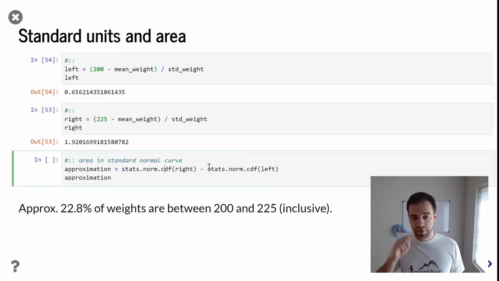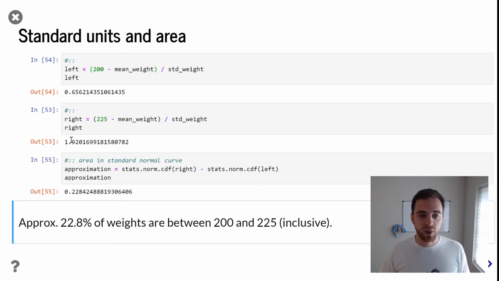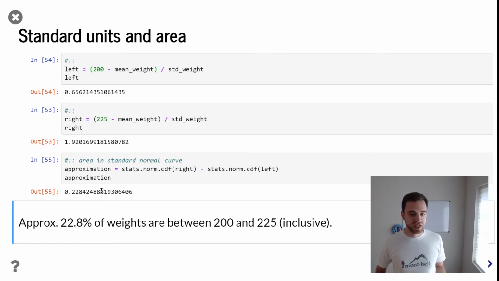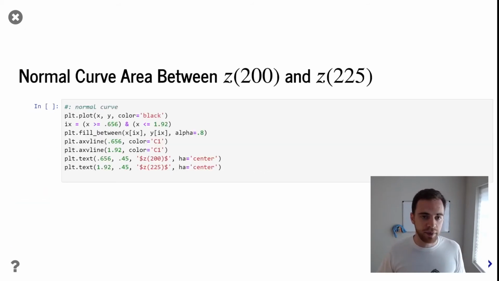So I use SciPy norm CDF. I take CDF of 1.92 minus CDF of 0.65, and I get 0.22. So that tells me that approximately 22.8% of weights are between 200 and 225. Now I calculated this without ever actually counting how many people were in that portion of the histogram.